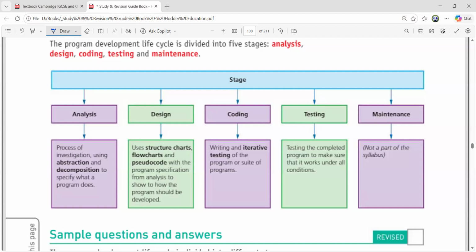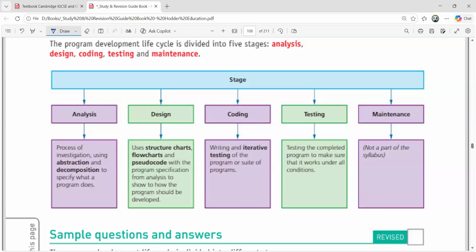So this testing is again a repetitive task, and this carries on even when we are designing a program, and that is why it is mentioned as iterative testing, because when you are coding, you design and test also at the same time. Later, once we are done with the program development and coding is done, then we go for the actual testing, and that is testing the completed program to make sure that it works under all conditions. It is free of all types of errors.